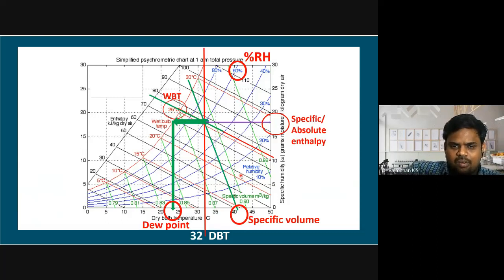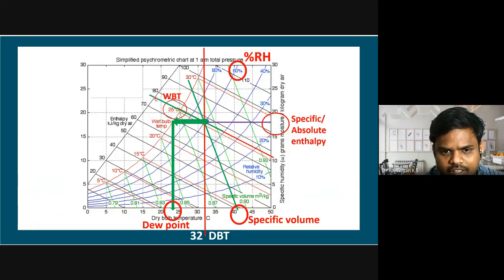If you draw a line parallel to this, we are going to get the wet bulb temperature as 25, above 25 degrees Celsius. We have seen that the enthalpy lines and wet bulb temperature lines are parallel to each other. Here the enthalpy lines are given as 30, 40, 50, 60, 70, 80. If you draw a parallel line and extend it up to here, we will get the wet bulb temperature. That red line gives us the wet bulb temperature.